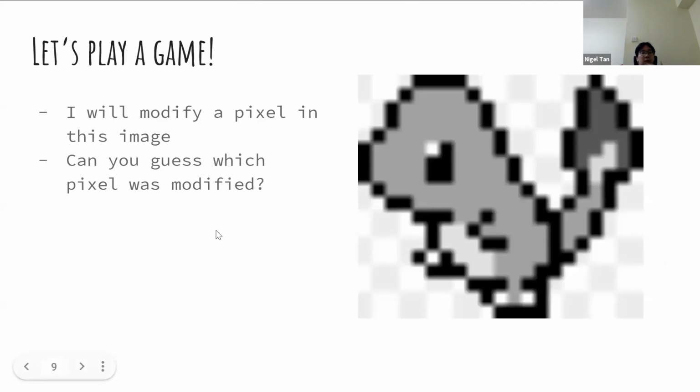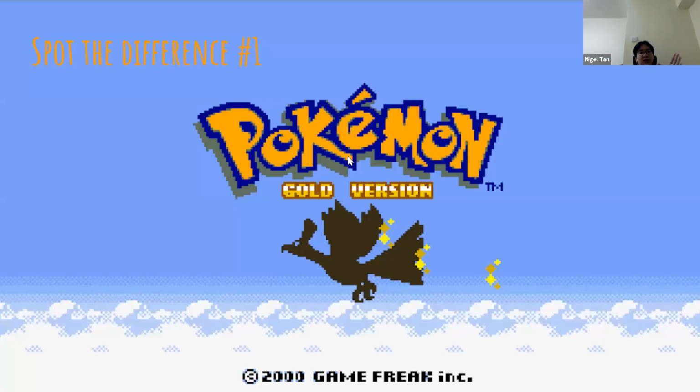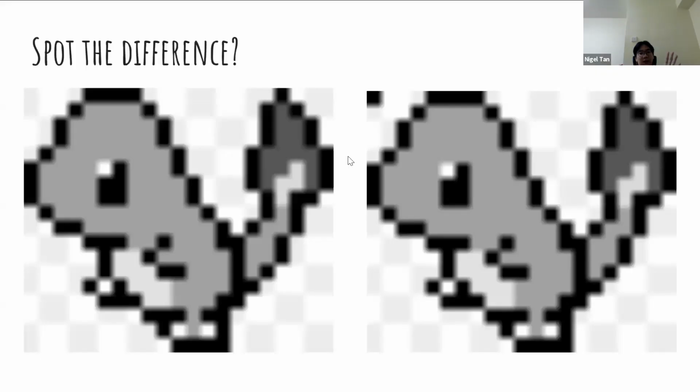So we were still talking about basic information that you need to know. Apart from knowing what an image is, here's a little exercise that will hopefully prepare you for what is to come later. Let's play a game. I'll modify a pixel in this image, and I need you to guess which pixel was modified. So this is round 1 of spot the difference. Here are the 2 images. Maybe you can take a look at it for 5 seconds and tell me which pixel was changed.